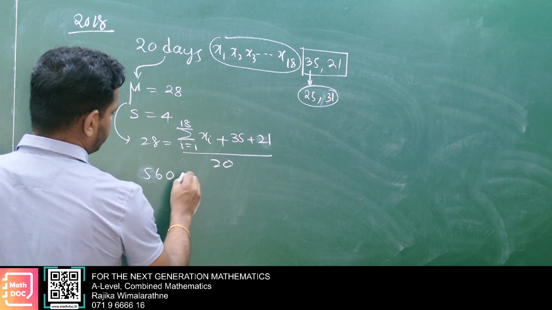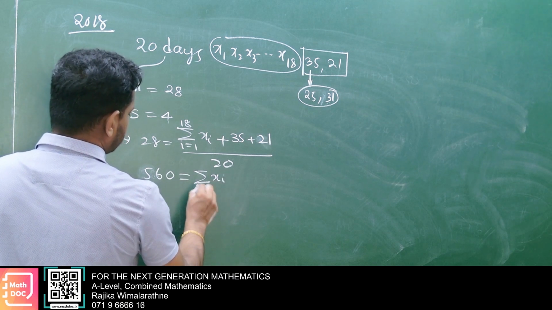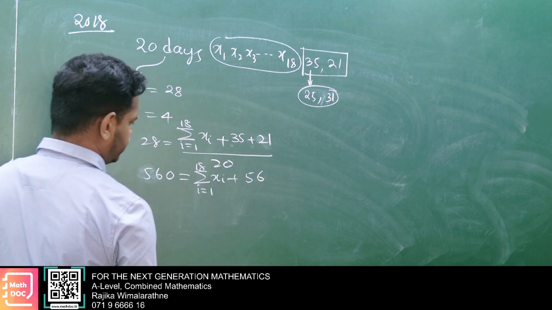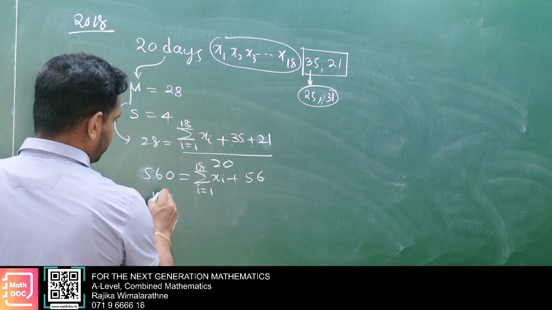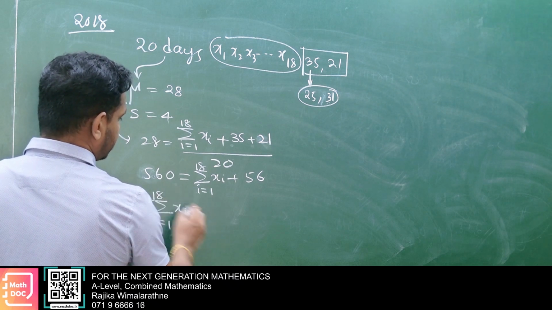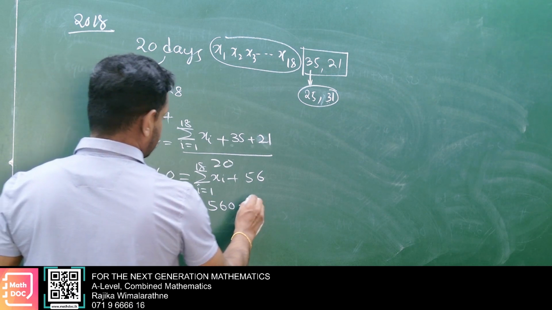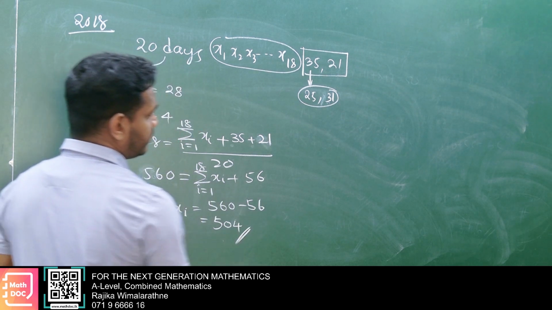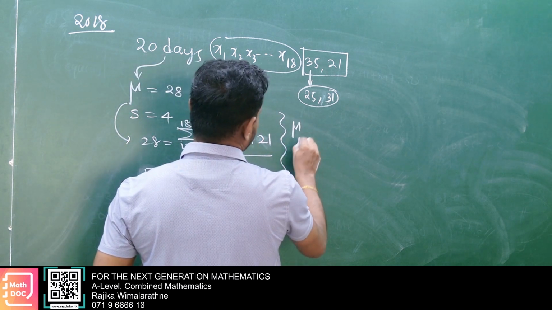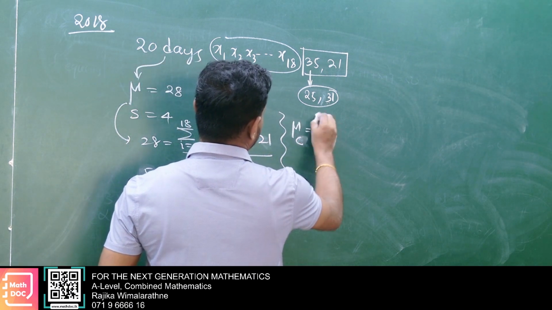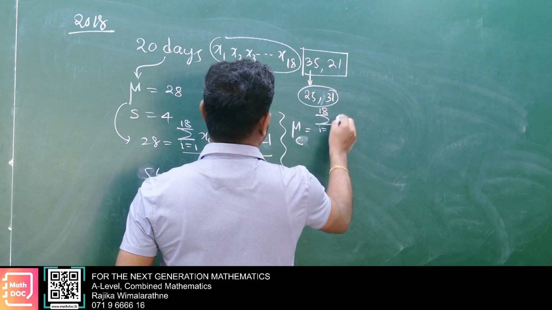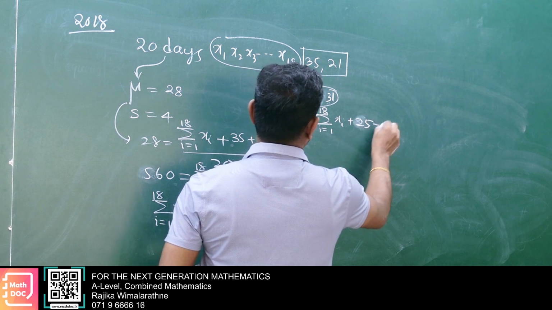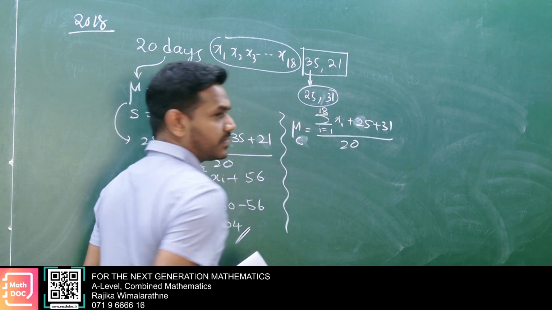Sigma xi for i equals 1 to 18 equals 560 minus 56, so 504, the correct values. Now you have to calculate the new corrected mean: sigma i equals 1 to 18 xi values, then the correct values 25 and 31, over 20 now. Okay.